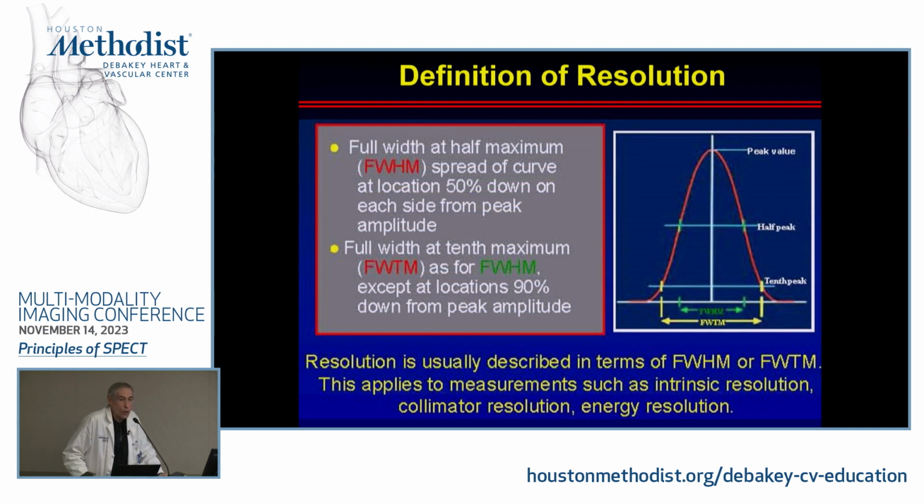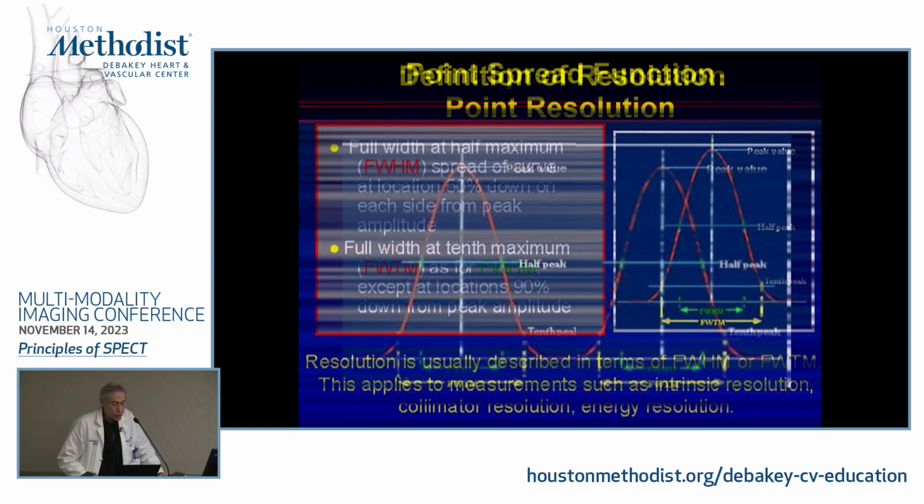Okay, so let's talk a little bit about resolution. There are these things called full width half maximum and tenth width maximum. And what you do is you look at the peak value of a given photon. And then you take half of that, and that's your 50%, that's your half maximum. And if you take 90%, that's your tenth maximum, okay? And that determines our resolution.